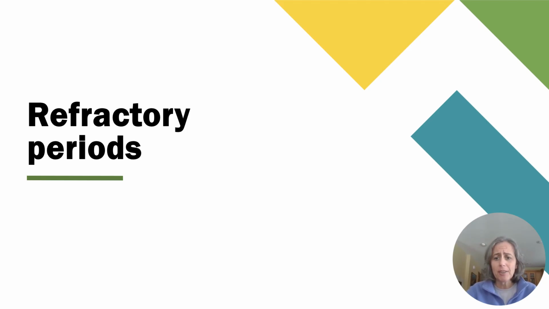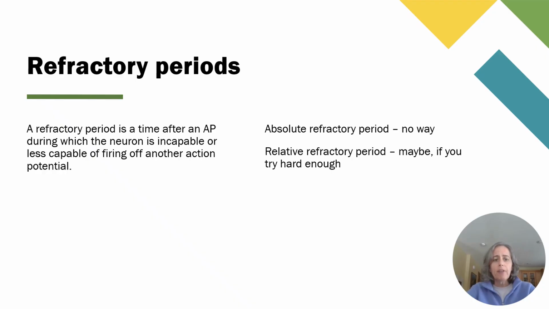If something is refractory, that means it's kind of like recalcitrant. It doesn't want to do the thing. That's what refractory means. It can't or won't do the thing. So a refractory period, when we're talking about action potentials, is a time after an action potential happens during which the neuron is either incapable or less capable of firing off another action potential.